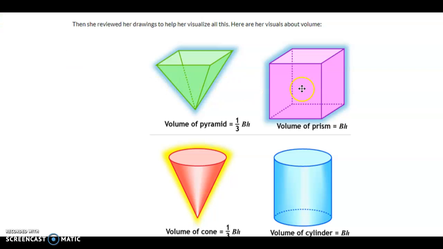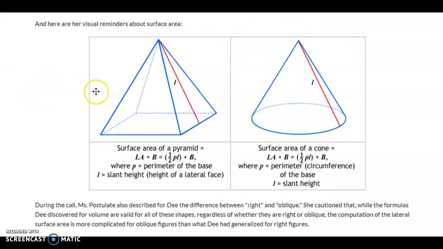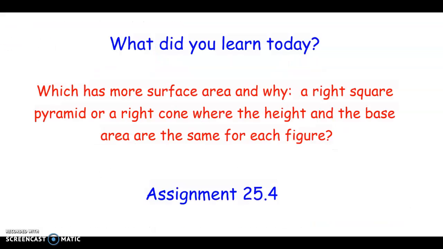And here are some pictures. Remember, for prisms and cylinders, volume is base area times height, whereas for cones and pyramids it's 1/3 of that. And here's our visual to help us remember about surface area, how slant height is used for surface area, not the height of the pyramid or cone. And so that's just a reminder of that.